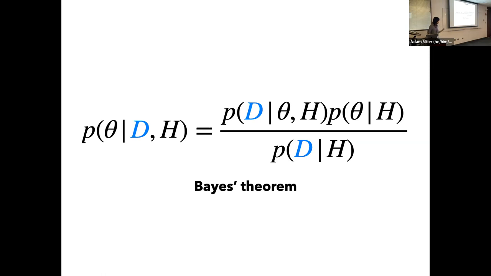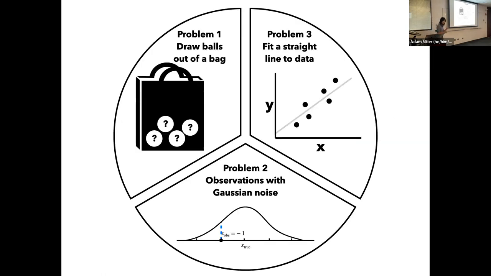Let's look at some examples and apply this theorem to them. I'll tell you about three examples. One is drawing balls out of a bag. You learned this example many times when you learned probability, and how do we do that in a Bayes way? Next, observations with Gaussian noise, like when you model a line: instead of the mean value, you always have some noise in the y direction, the sigma here. So how do we infer the mean when we make observations with some Gaussian noise sigma? And lastly, the formal way to fit a straight line. You already learned maximum likelihood. For this one, if we have the prior information, how do we put it all together?